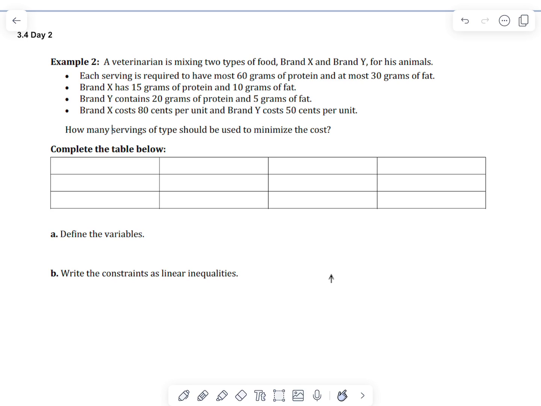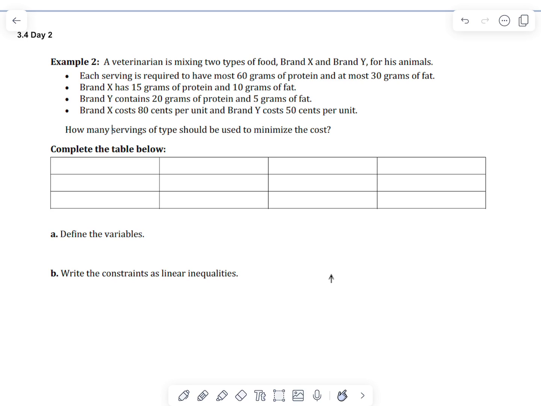All right, here's an example with linear programming. A veterinarian is mixing two types of food, brand X and brand Y. Each serving is required to have at most 60 grams of protein and at most 30 grams of fat. Brand X has 15 grams of protein and 10 grams of fat. Brand Y contains 20 grams of protein and 5 grams of fat. And then brand X costs 80 cents per unit and brand Y costs 50 cents per unit.